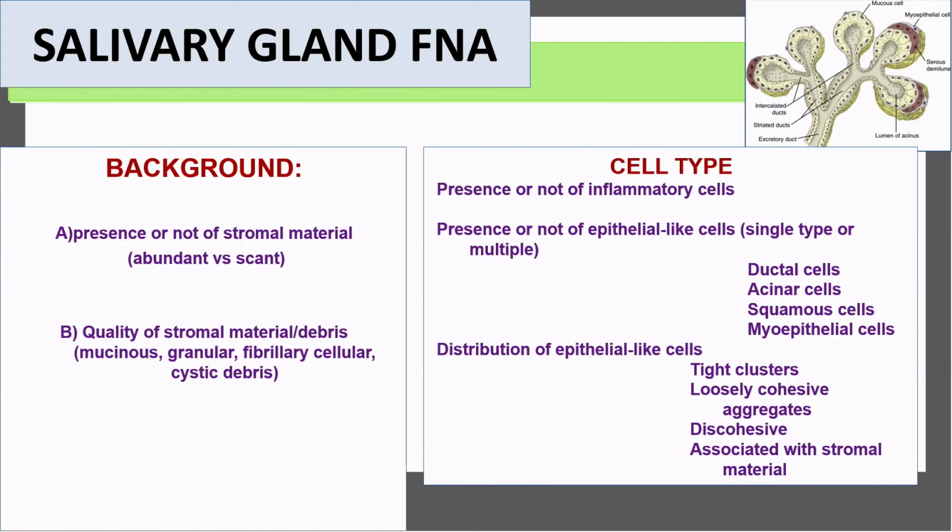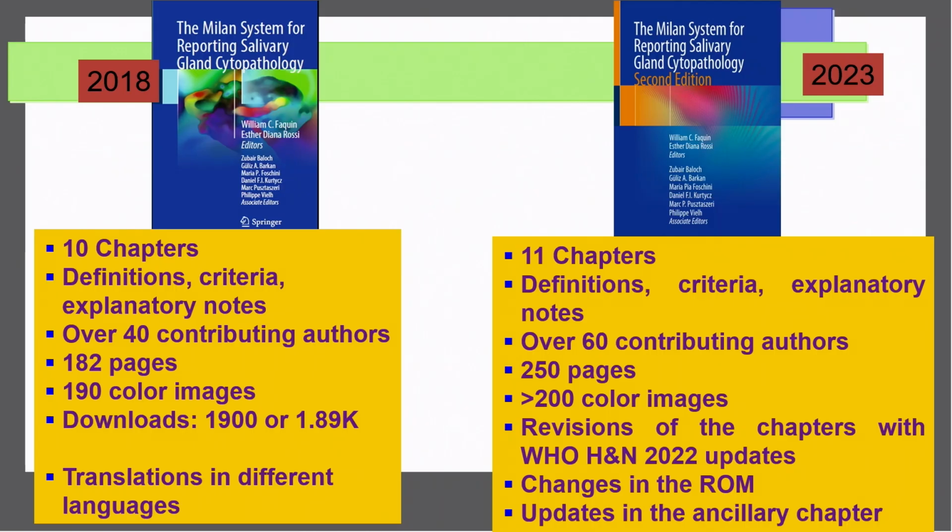And it's important for this cytology to consider the background in terms of quality and quantity, but also the different types of cells, as mentioned, that we might have in different architectural organizations.